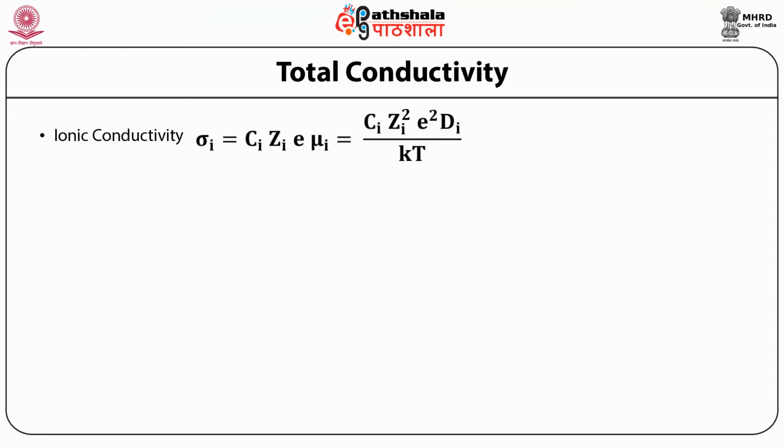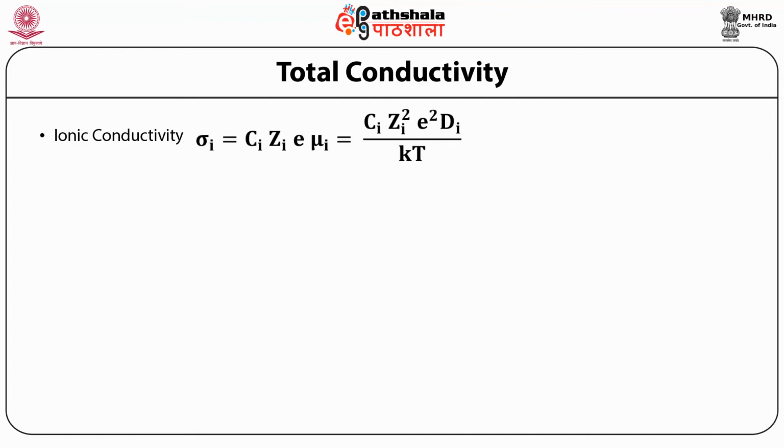For ionic species, we can apply the Nernst-Einstein equation such that sigma i becomes Ci Zi squared e squared Di by kT. Note that, as we saw earlier, the temperature dependence of diffusivity shows two distinct regions, a low temperature extrinsic region and a high temperature intrinsic region. For the same reasons, the temperature dependence of ionic conductivity also exhibits intrinsic and extrinsic regions.